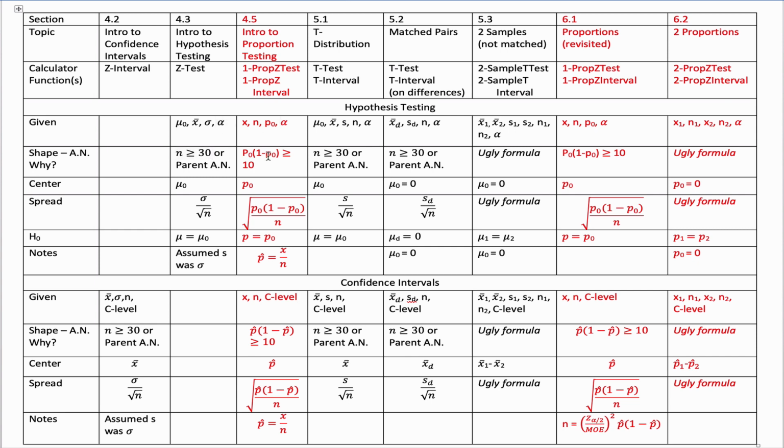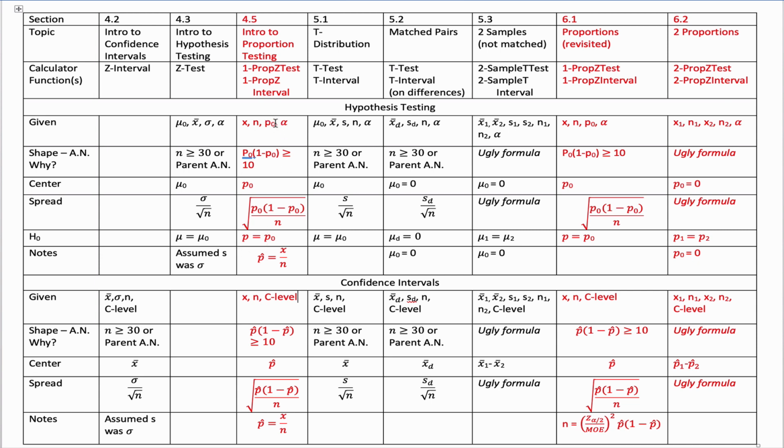The shape was approximately normal, and I had you justify why. The justification was different when we have proportions as opposed to means. Now it's p naught times 1 minus p naught that has to be greater than or equal to 10, as opposed to n being greater than or equal to 30, or having the parent distribution be approximately normal. When you're drawing your picture, you always put p naught in the center. Your spread is given by this nasty formula, which I had you memorize at one point. Your null hypothesis is always that p equals p naught. P will just be the symbol p. P naught will be a number given to you in the problem.